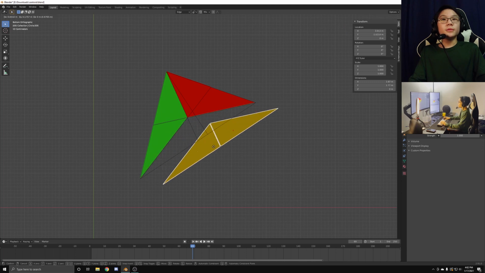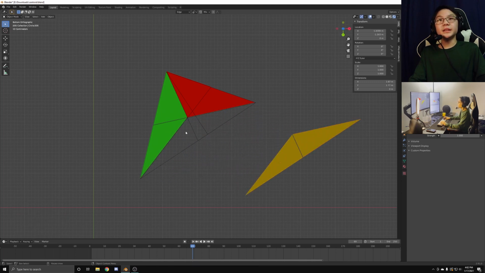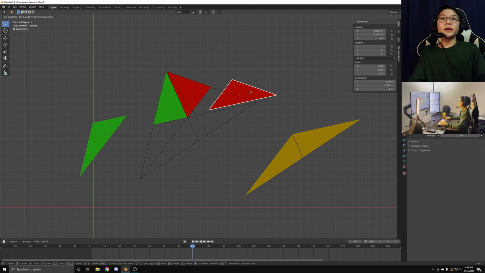So therefore, 2 green triangles will have the same area as these 2 red triangles. And therefore, the area of a green triangle is equal to the area of a red triangle. Okay, now we could do the same, but instead of this edge, we could use this side of the triangle instead.